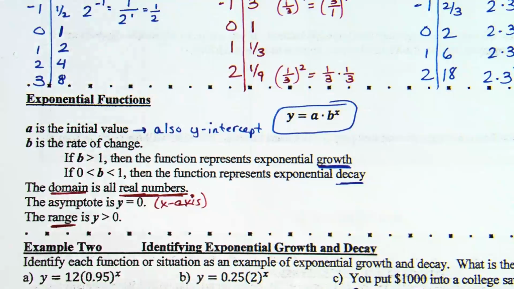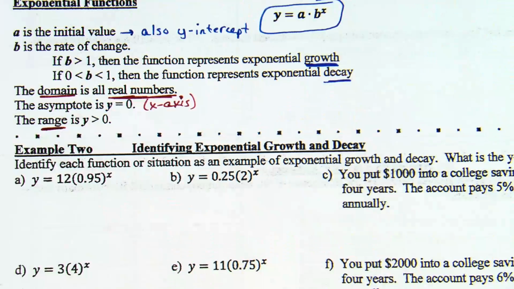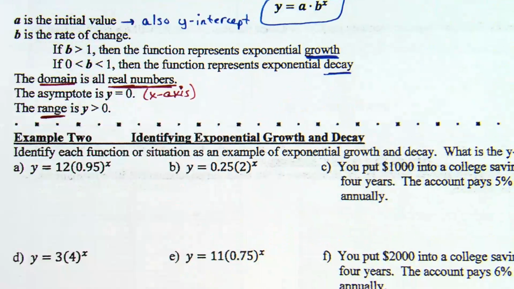What we were getting ready to do on Friday is being able to take a problem like this and identify, is this an example of exponential growth or exponential decay? And then also, what is the y-intercept? Or, in other words, what is the initial value? A, y equals 12 times 0.95 to the x. Thoughts on whether this is exponential growth or decay?